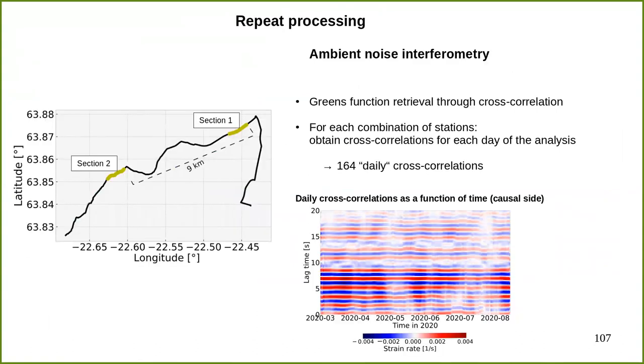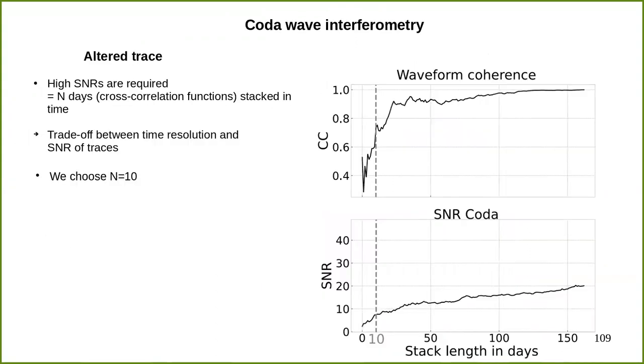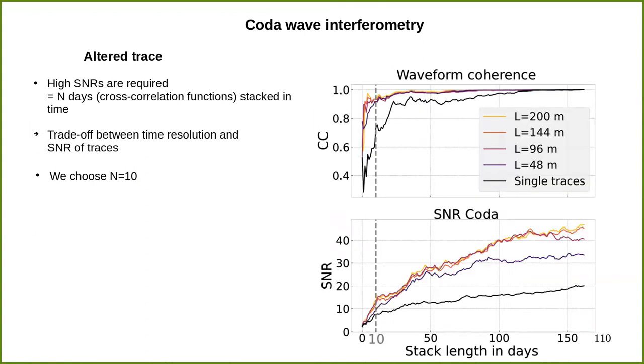So with the same traces, we repeat the analysis and retrieve Green's functions between different channel combinations. But before doing so, we spatially stack the raw data up to 7% of the wavelength or 200 meters in space. So how does spatial stacking affect the results? Let's go back to the definition of the altered traces. We see again the evolution of the waveform coherence and the signal-to-noise ratio for the cross-correlation as shown before. And these are the results for an increasing spatial stacking.